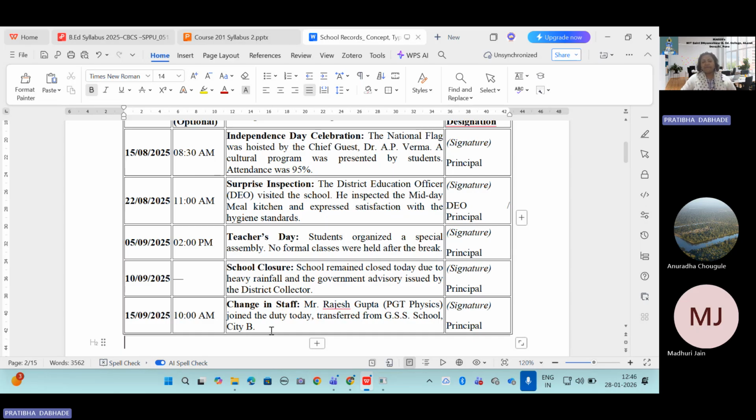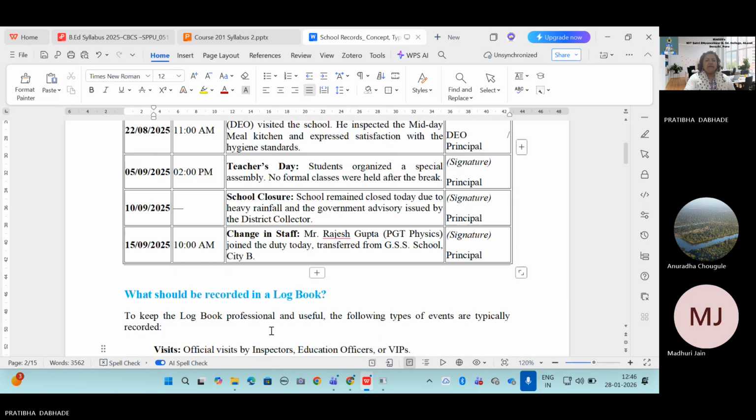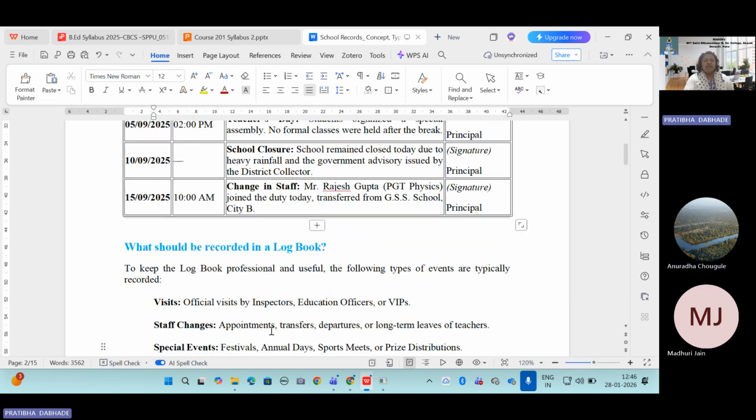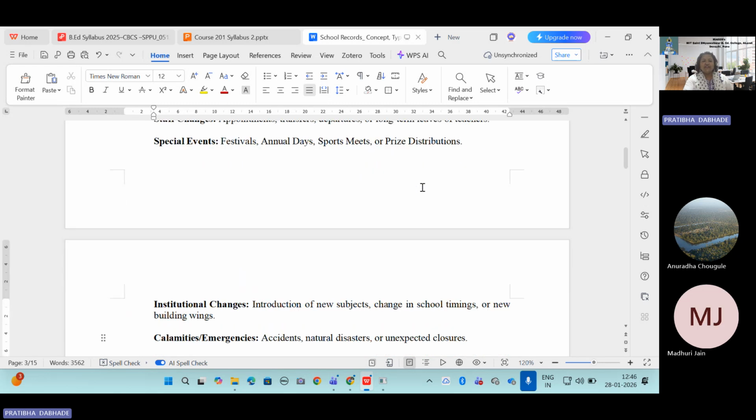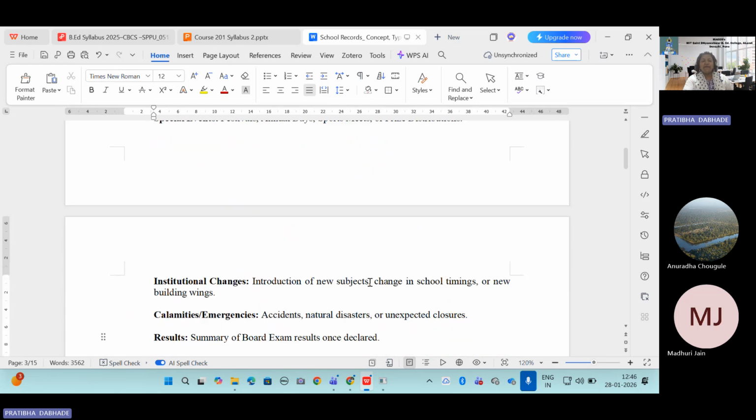Now this is clear? What should be recorded in the logbook? Already we have done this: visits, staff changes, any special events. It can be a festival, annual day, sports meet, prize distribution, institutional changes. Maybe any new subject introduced in the curriculum, change in the school timings, new building wings. Even any disaster, it can be a natural disaster, it can be unexpected.